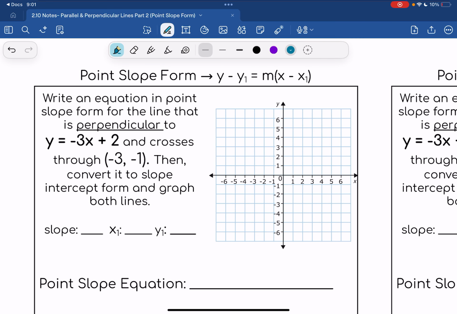So this one wants us to write a line for an equation that is perpendicular to y equals negative 3x plus 2 and crosses through negative 3, negative 1. And then convert to slope-intercept form, graph both lines. I am once again going to graph the original line first. So I'm going to start at a y-intercept of 2, the slope of negative 3, down 3, right 1, down 3, right 1, down 3, right 1. Could also go up into the left one time.